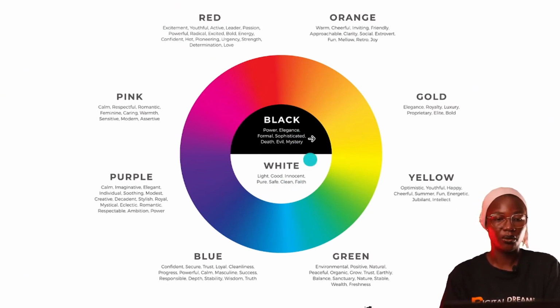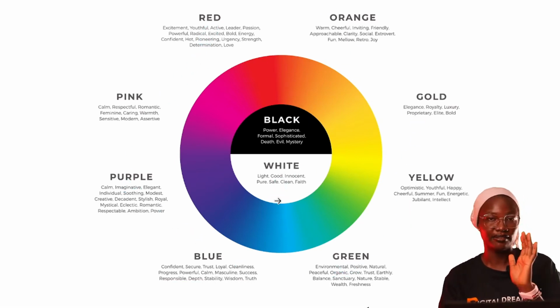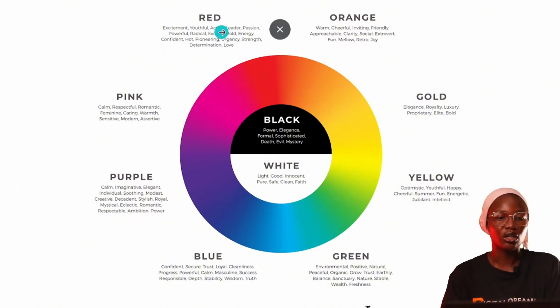In this we have 1, 2, 3, 4, 5, 6, 7, 8, 9, 10. We have 10 colors, right? So here, red, how does red make us feel? Excitement, youthful, active, leader, passion, powerful, radical, excited, bold, energy, confident, hot, urgency, strength, determination, love. So this is how the red color makes us feel.